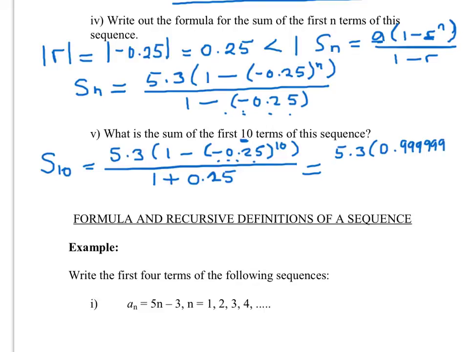And let me squash in the rest of the number. I got 0.46. Put a bracket around it. And then all of that's going to be divided by 1 plus 0.25, which is going to be 1.25. So again, taking out the calculator, multiplying that number by 5.3, and then dividing the answer by 1.25, what you should get is that S10 is equal to 4.24. Now I have rounded that off to 2 decimal places. So that's the answer to S10.